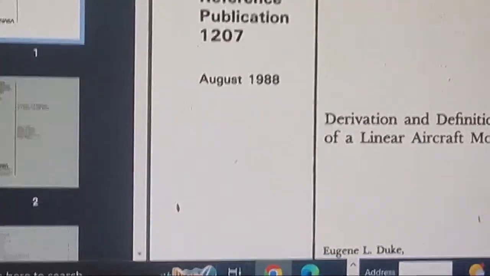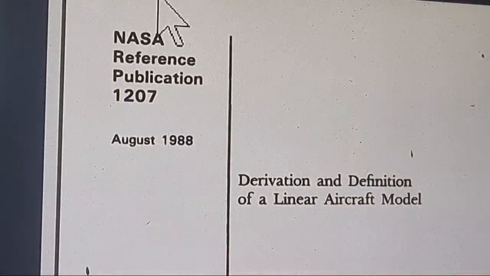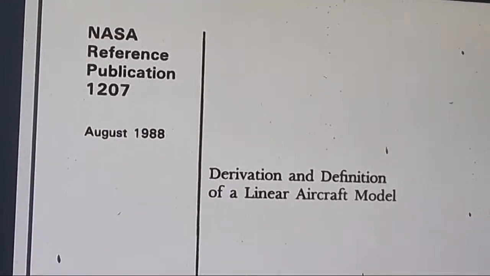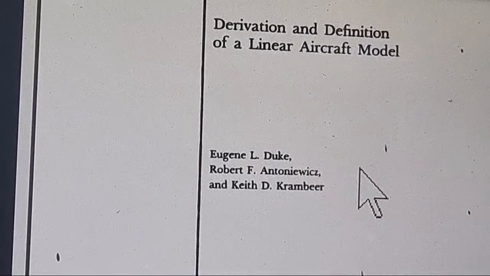So let's turn this around, and here we go. So here is the NASA Reference Publication 1207 from August 1988. Okay, so I've never done this before. All right, so let's go down, and it's written by Eugene L. Duke, Robert F. Antonowitz, and Keith D. Cranberry.